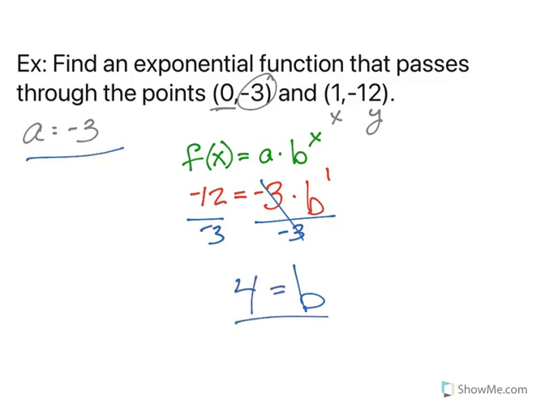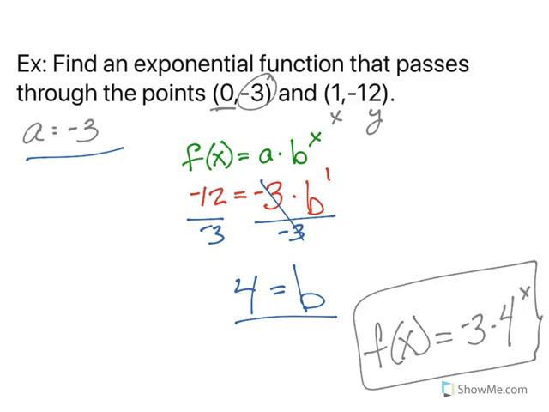So I know a, I know b, so I can write my function: f of x equals a, negative 3, times b, which is 4, raised to the x. So f of x equals negative 3 times 4 to the x. You might also want to put that 4 in parentheses. Mathematically, they're equivalent, but sometimes using parentheses instead of the multiplication dot is just easier to differentiate and see things. But either way, it works.